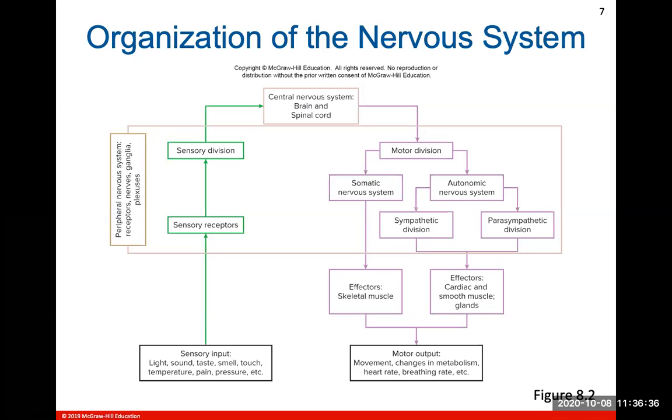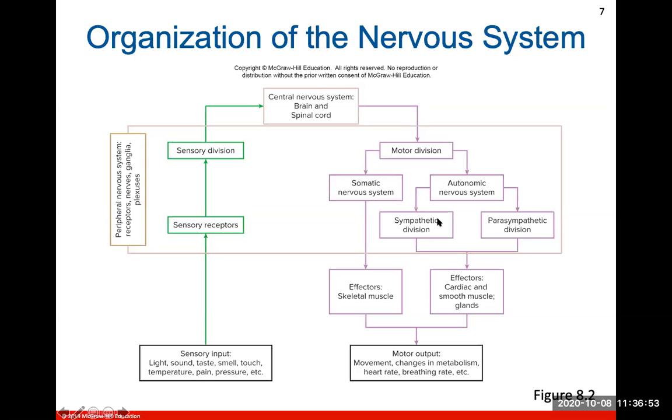We divide the motor division into the somatic nervous system, which is under voluntary control. That means you guys can consciously control it. So the effectors will be skeletal muscle. So you guys control your skeletal muscles. You tell them where to move and when to move.